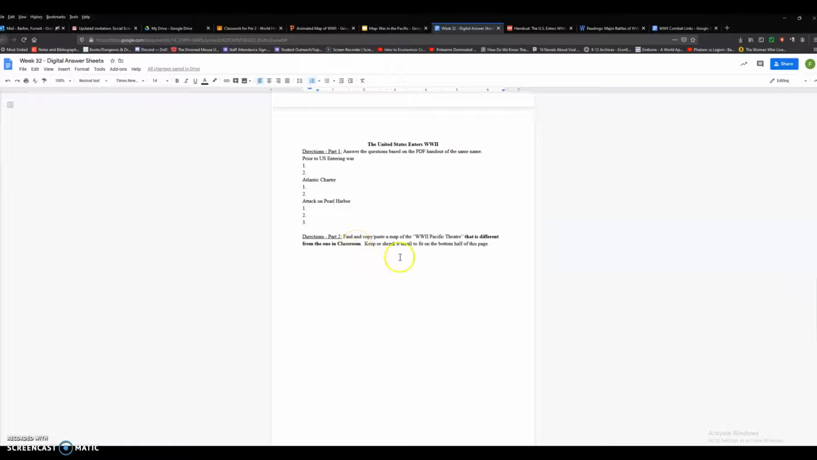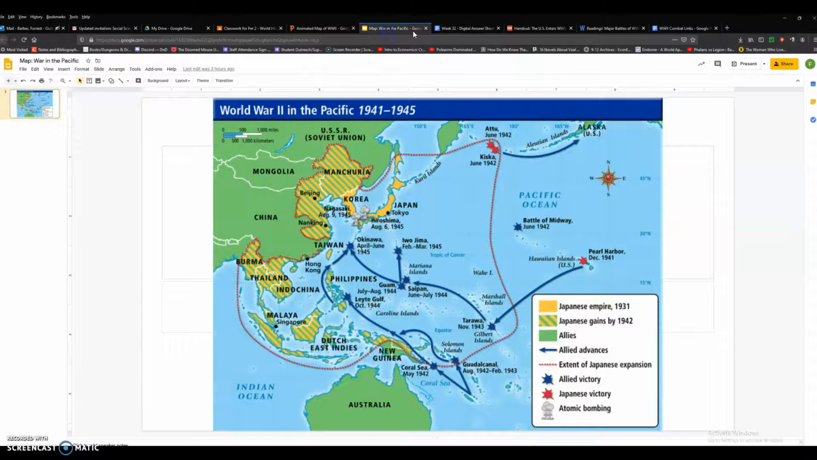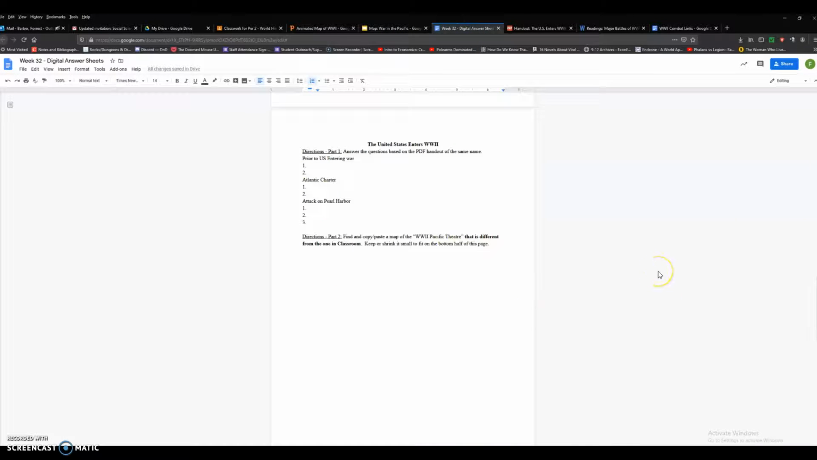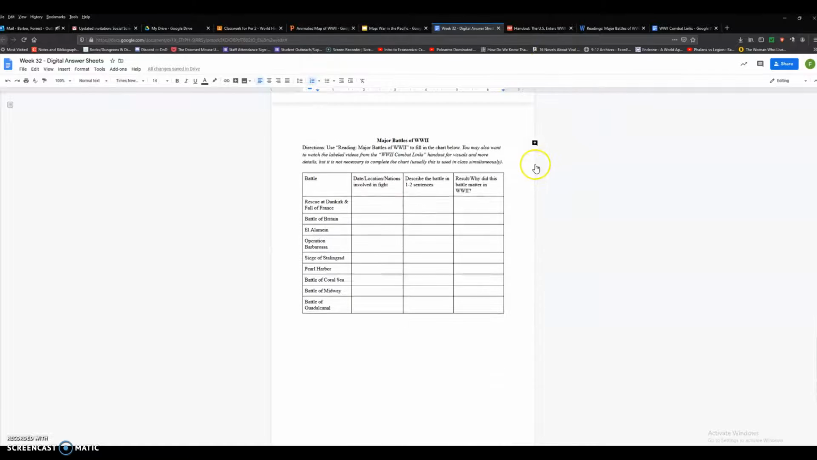Now, there is a second part, which is that I would like you to please find and copy-paste a map of the World War II Pacific Theater, but find one that's different from the one I've provided you. Don't just use this one. Find another one. See if you can find one that shows different information or is maybe structured slightly differently. Okay, from there, we have the meat of it.